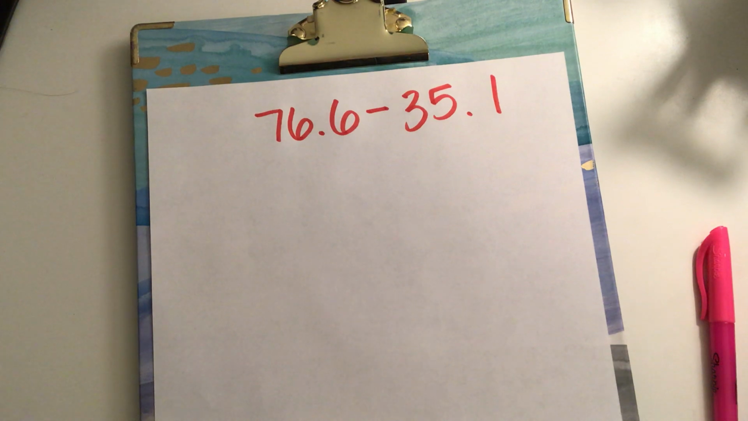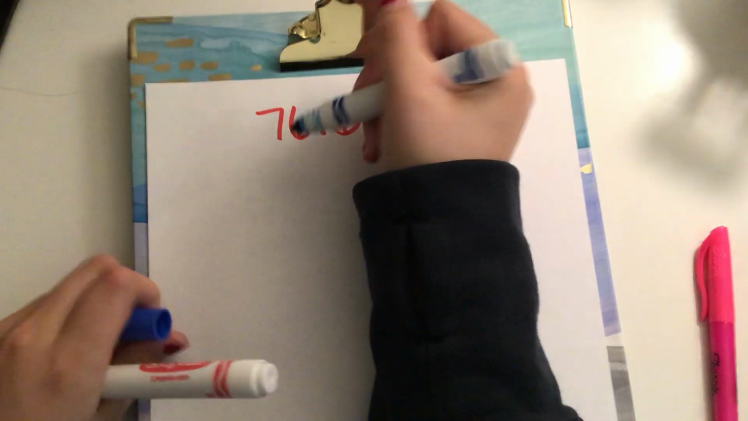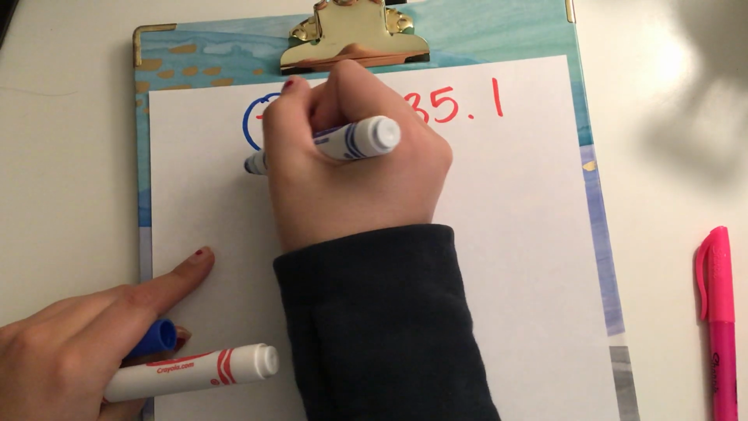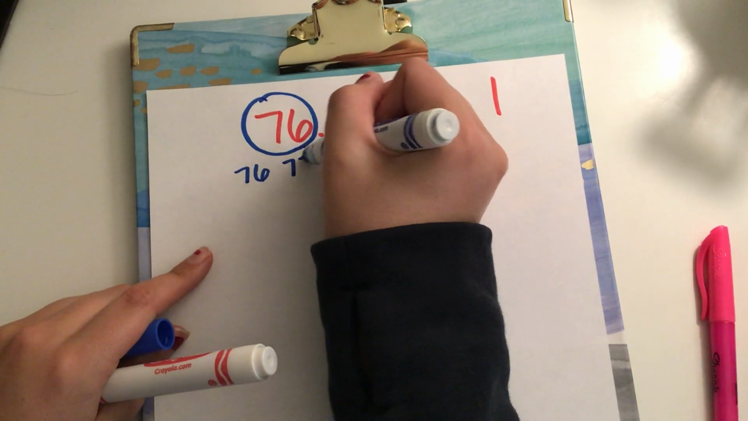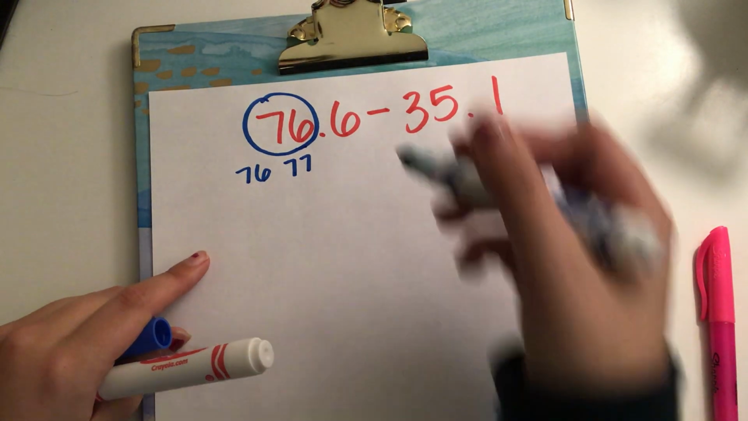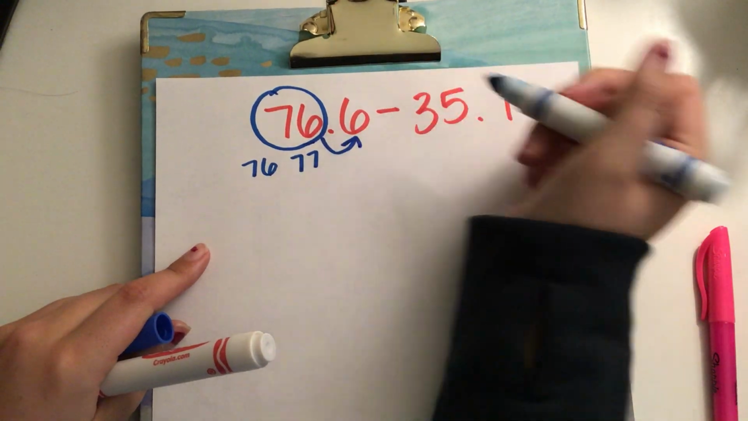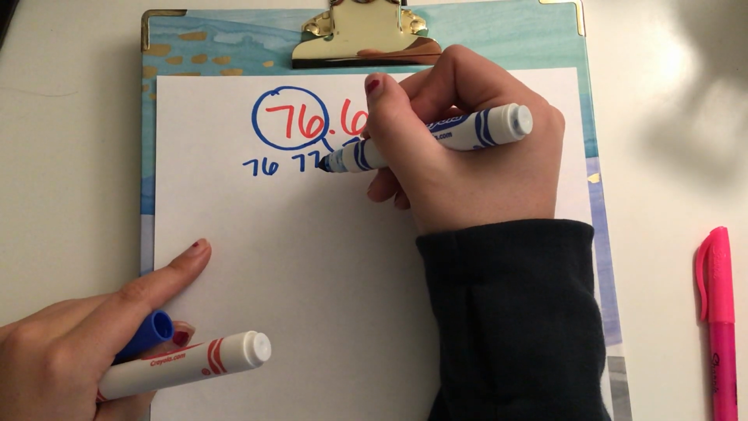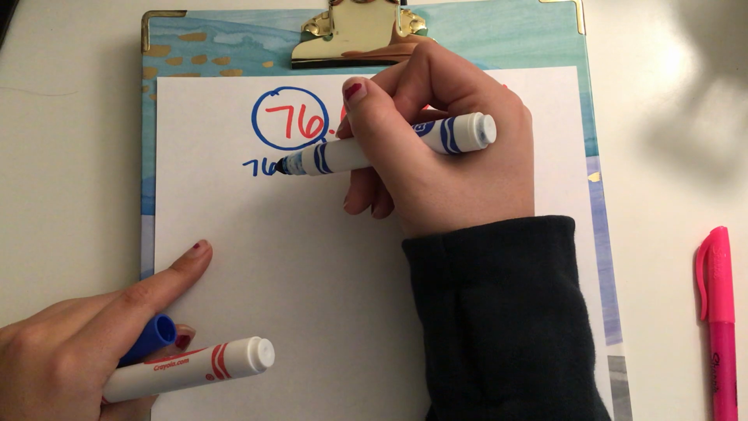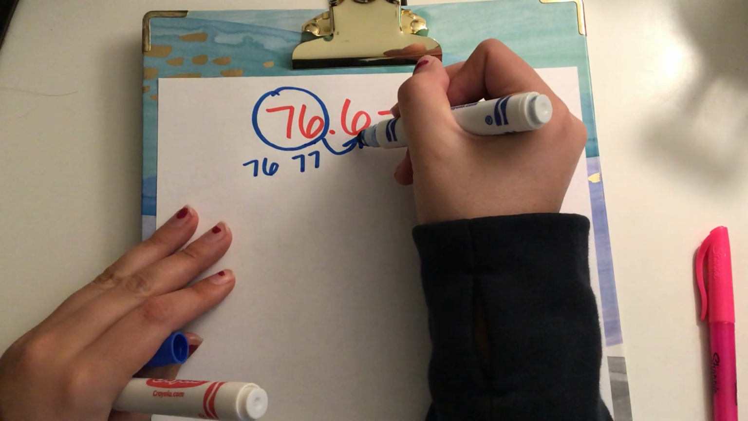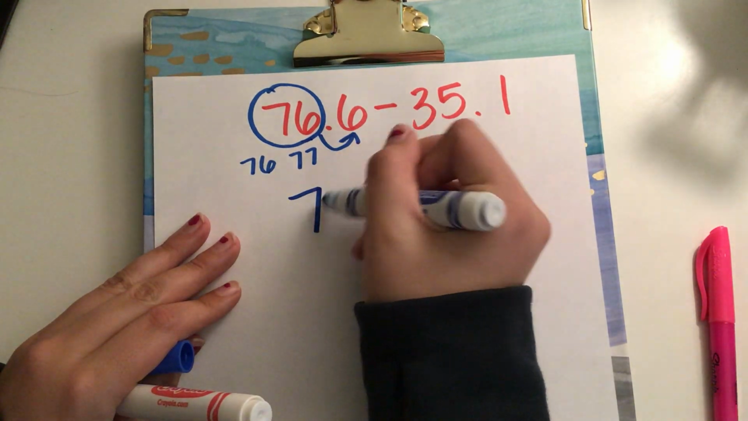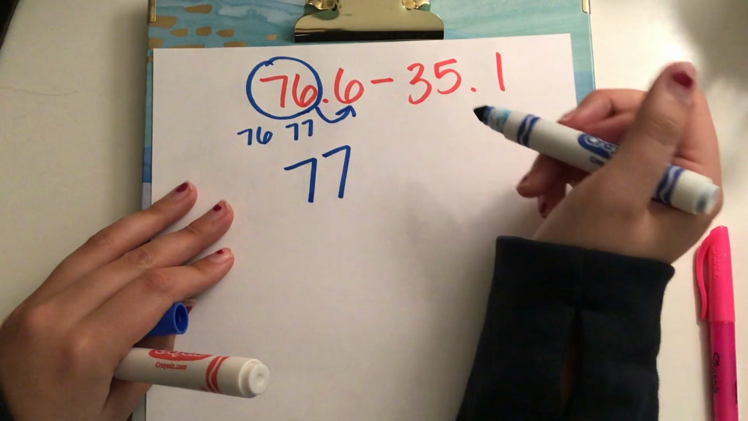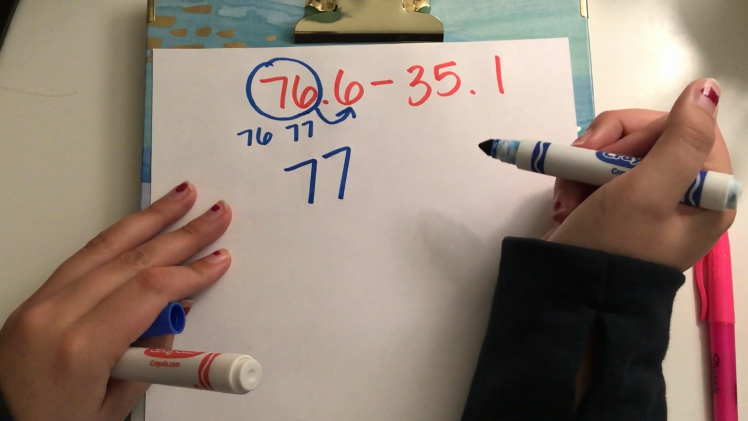So you need to circle, whether you're circling just the number in the one spot or this whole number, knowing that it's either going to stay at 76 or go up to 77. But that depends on what your next door neighbor says. Go next door. If it's between 5 and 9, you round up. If it's 0 through 4, you stay. So this 6 tells me that I'm rounding up.